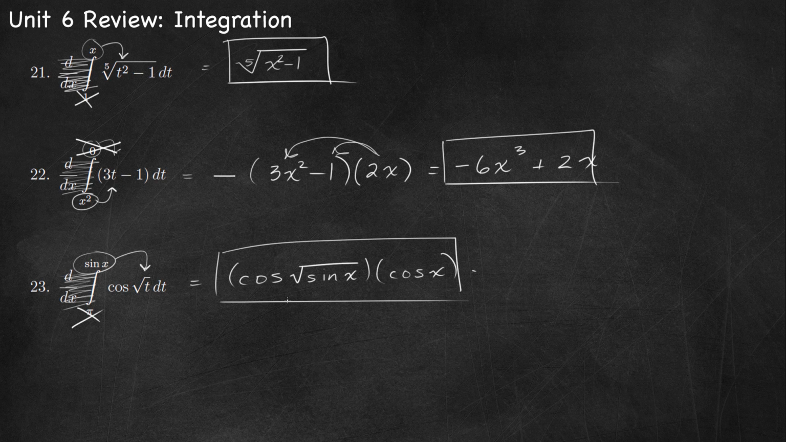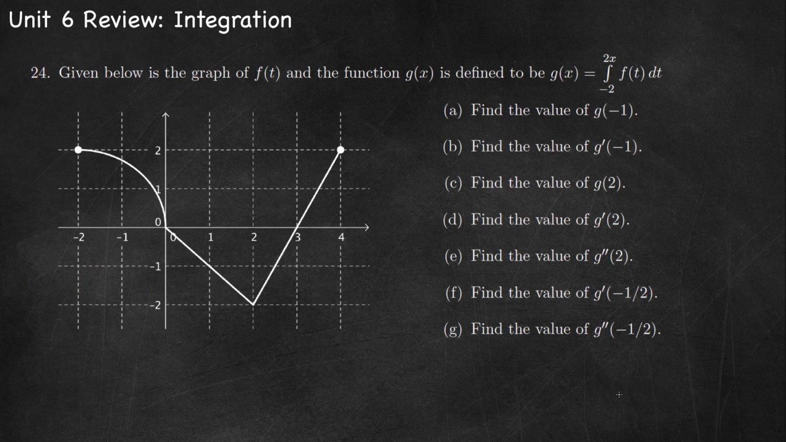Now you can't simplify this because it's not cosine times the square root of, it's cosine of the square root of sine x times the cosine of x. No way to simplify that. 24. We are given the graph of f of t. This is the graph of f of t, regular f.